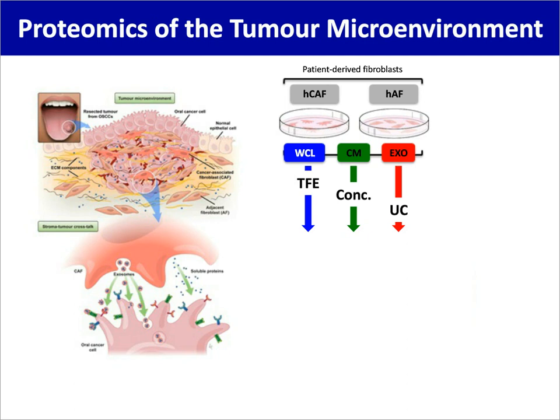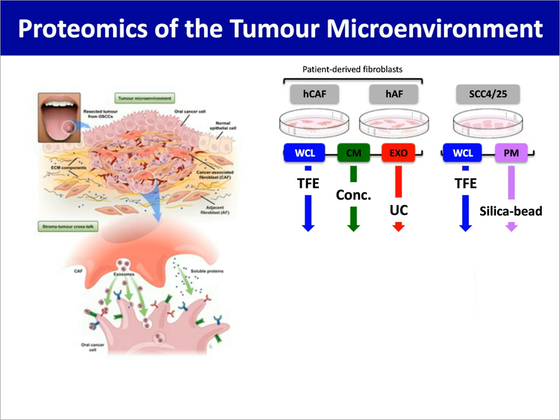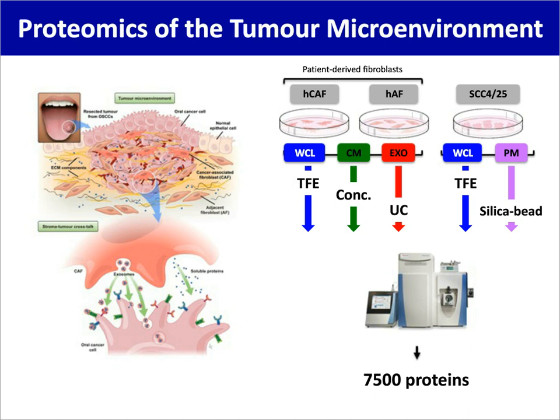In parallel, we also use a number of established tongue cancer cell lines. And again, we look at the whole cell proteome from these cells. More particularly, we use a silica bead capture approach to specifically enrich for plasma membranes as well as the receptors expressed in these cells. As one does this, it takes quite a bit of time, one can identify a bunch of proteins. And as I said before, that part is relatively quick. The fun only starts here.